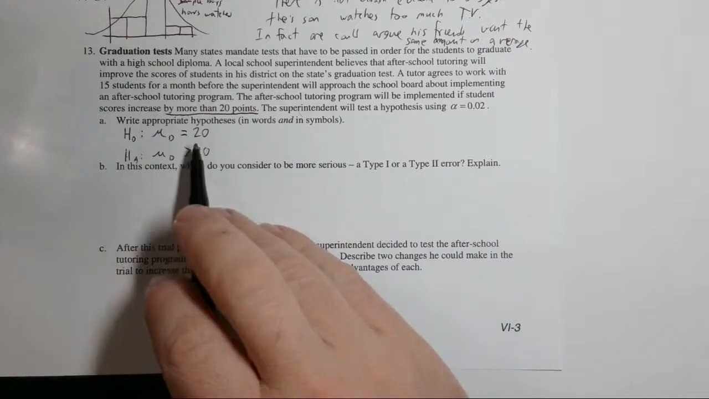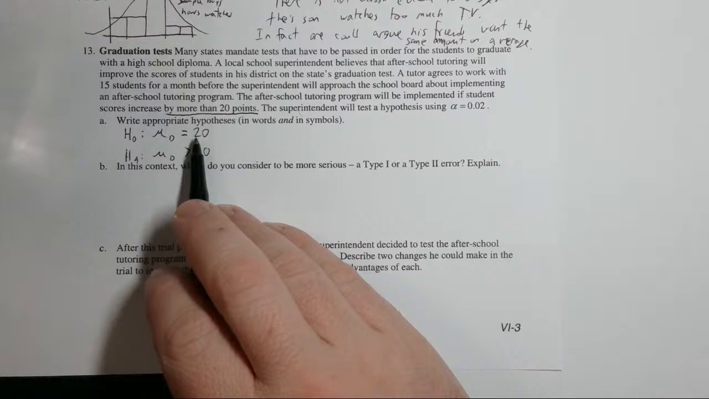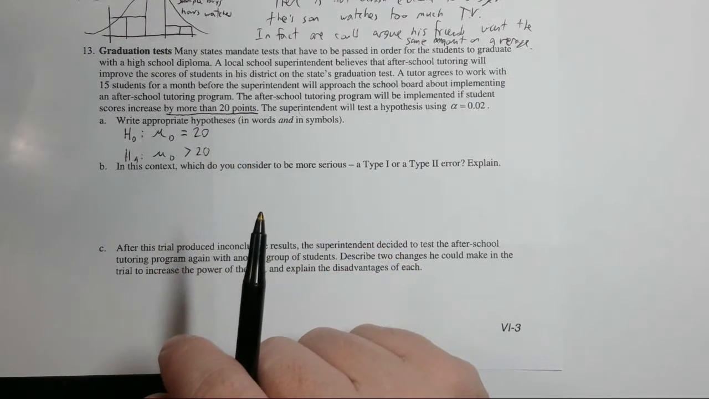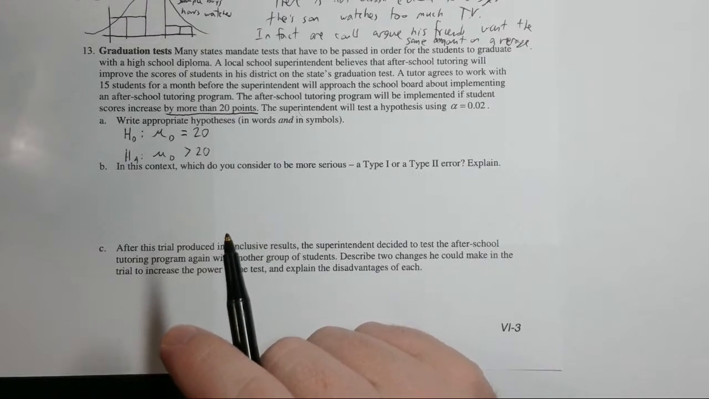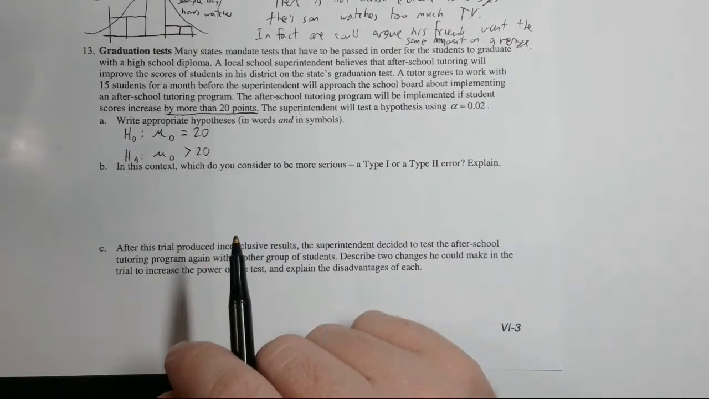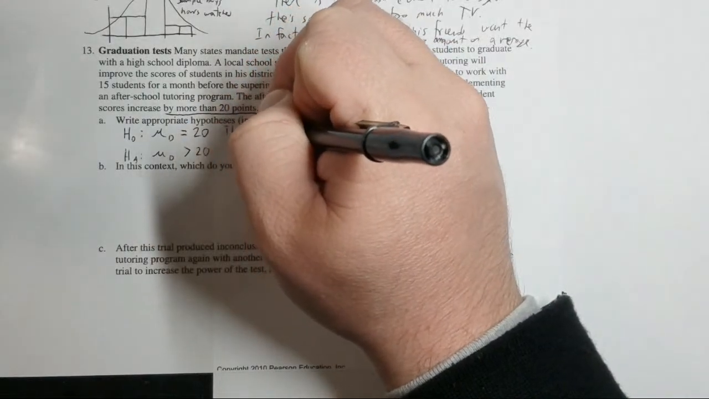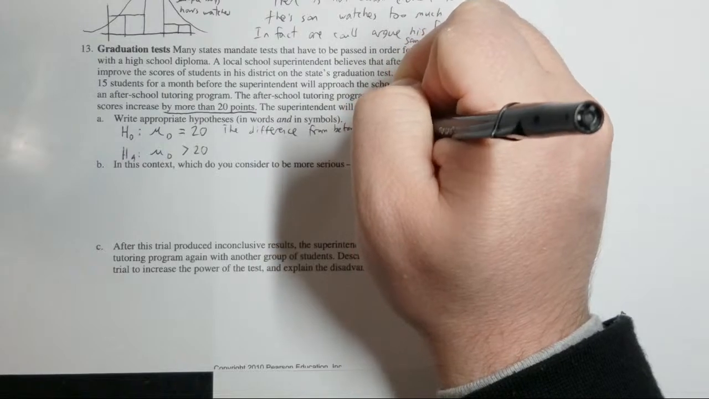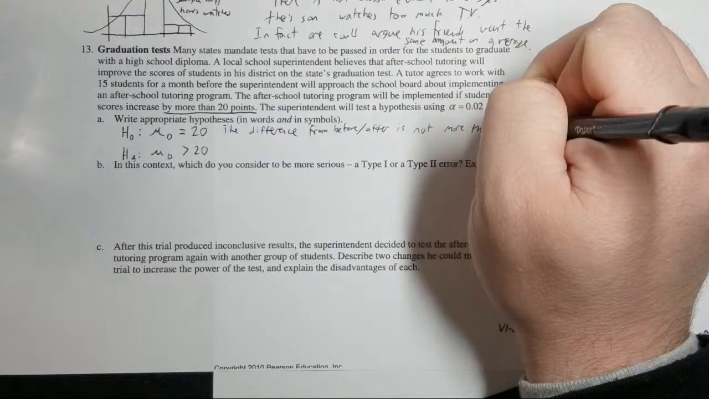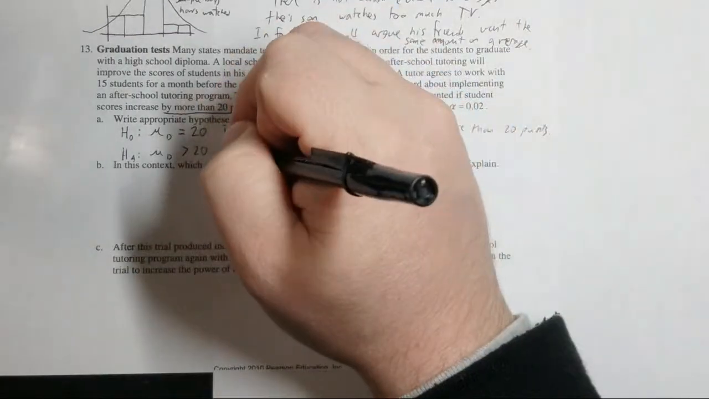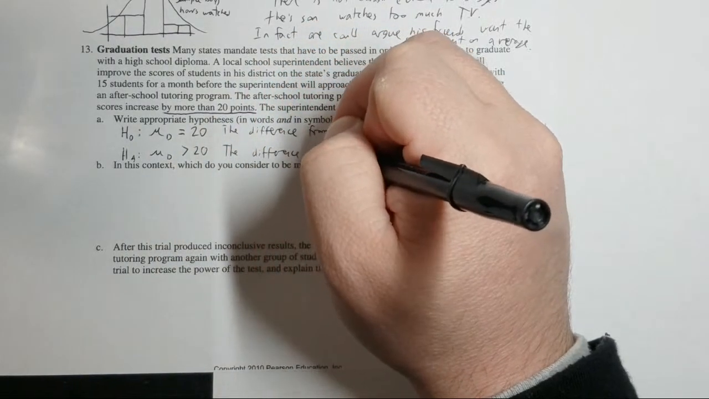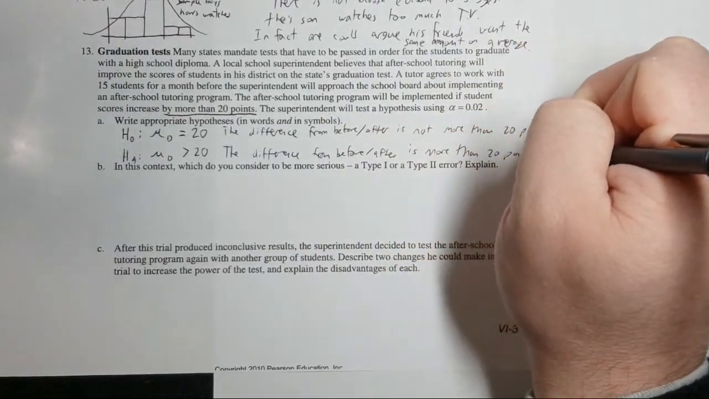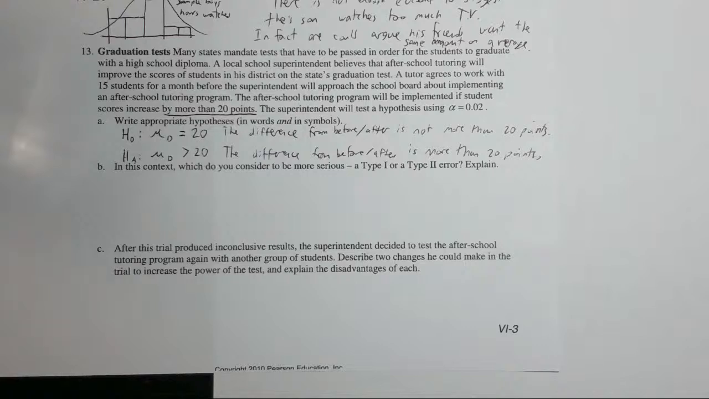If you were to reject the 20 points, that would mean that the program is actually working. If you were to fail to reject the 20 points, meaning it didn't do what it was supposed to do, it's not any better than the original program, or there is no real difference between the two. That would be failing to reject. So in words, the difference, that's why I did the little subscript D, the difference from before and after is not more than 20 points. And the alternate, the difference from before and after is more than 20 points. That would be a proper way of going about that.